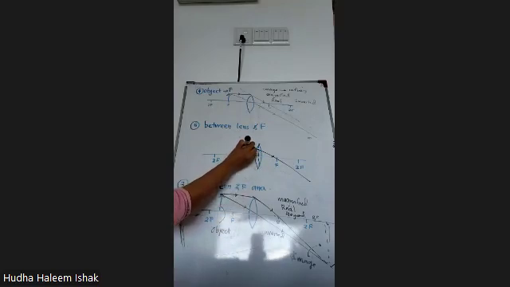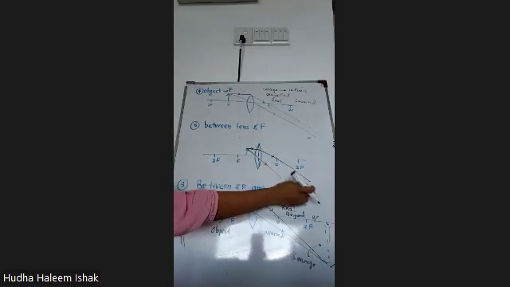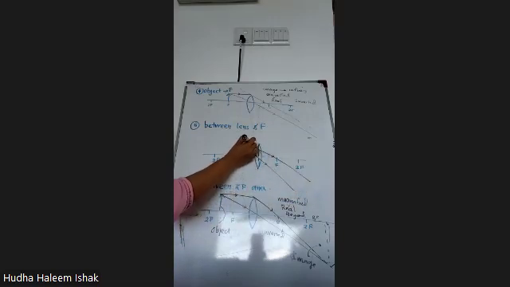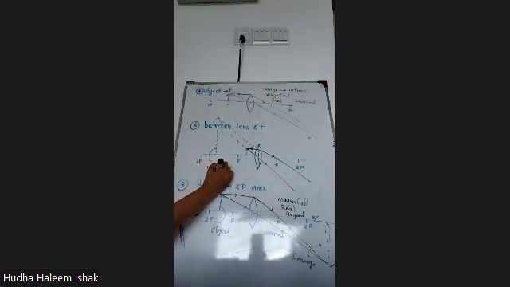And when the light ray is sent through the optical center, it will continue as a straight line. Now we have to extend these two lines because in this direction they won't meet. This is how we are going to extend them. And now we will get a point at which these two lines are meeting. So this would be the image and this is the object.